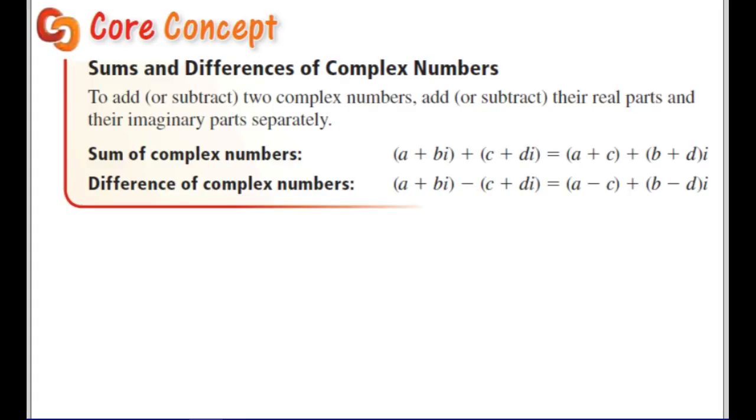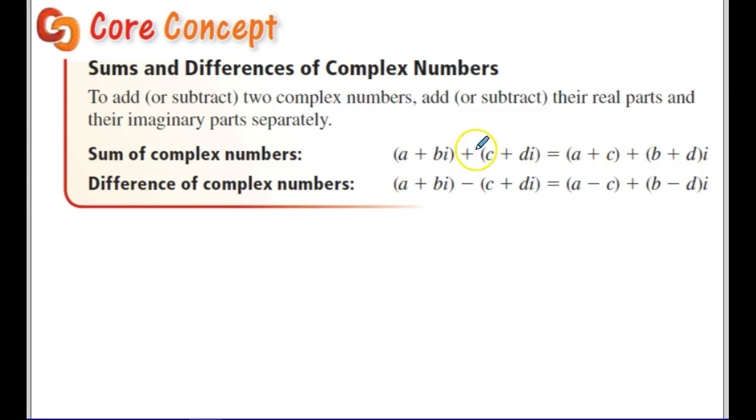Set them equal to each other, and then go from there. Okay. So now we're going to actually add and subtract these complex numbers. We're already on to that second learning target. Okay. So we want to break our real parts and our imaginary parts into pieces.